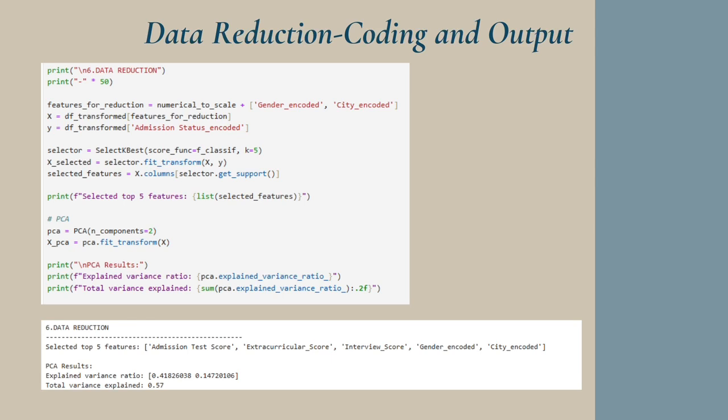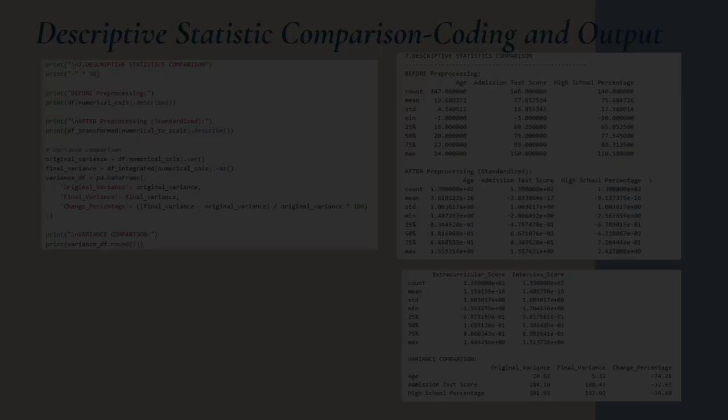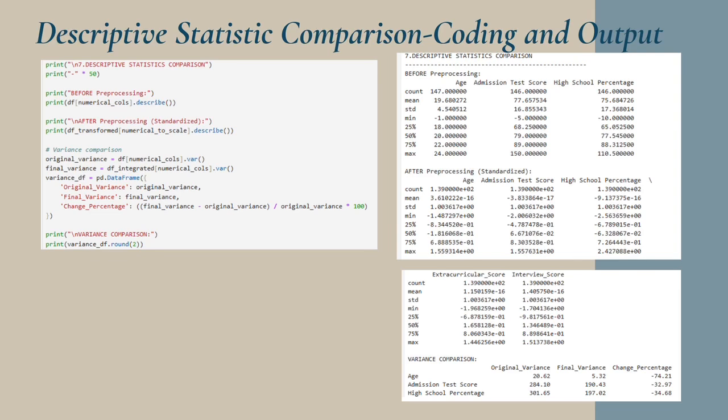To reduce complexity, we apply feature selection and principal component analysis, or what we call PCA. We retain the most meaningful features and reduce dimensions while maintaining essential information. PCA produces 2 major components that capture 56% of the total variance, which is sufficient for visualizing patterns and maintaining analytical accuracy. Next, I will present the descriptive statistics comparison.